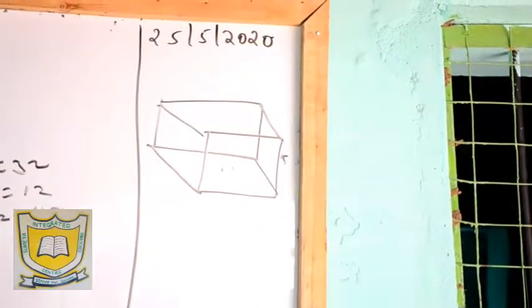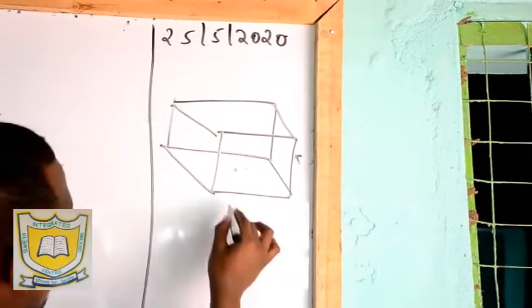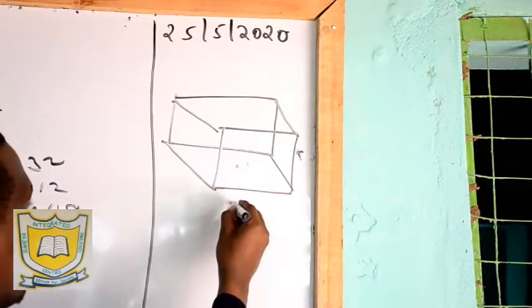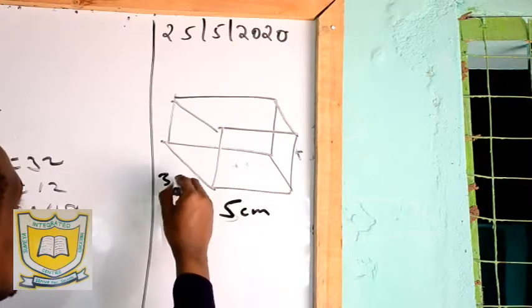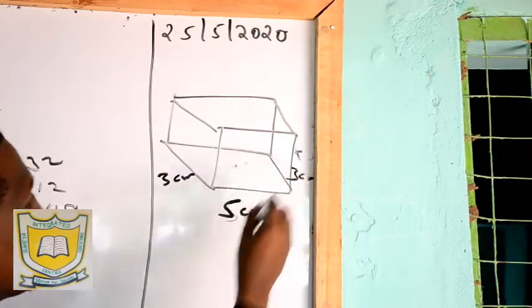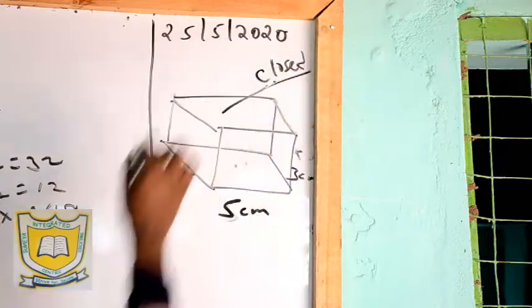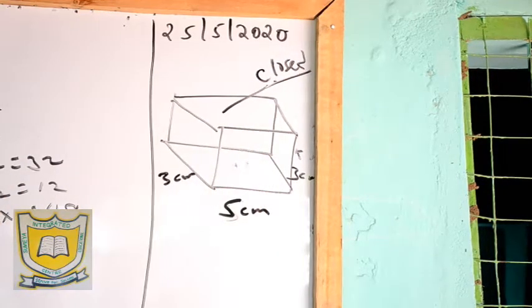We have 5 centimeter, 3 centimeter, and we have 3 centimeter. It is closed. They say it is closed. Remember, that is the key word. So how do we get it now?